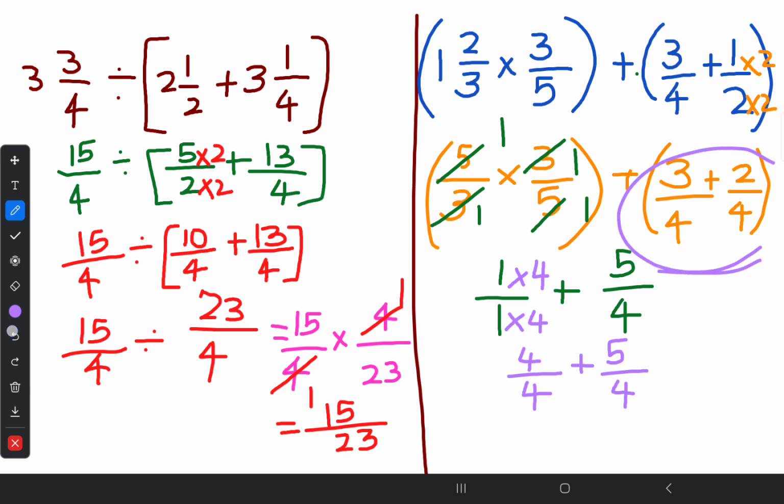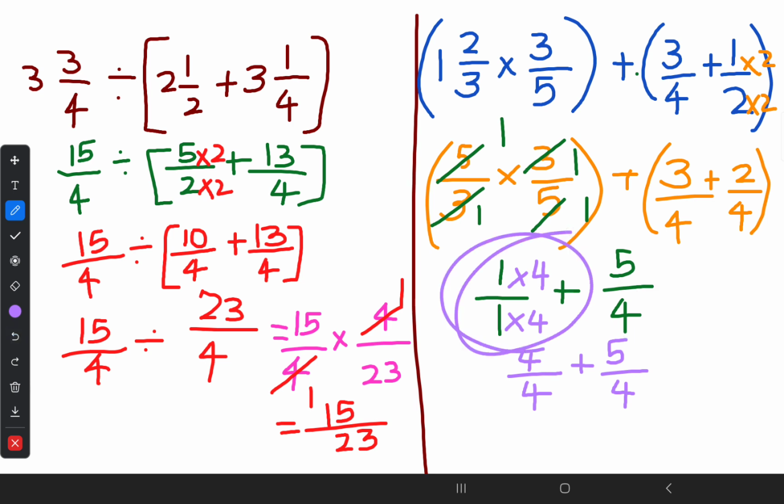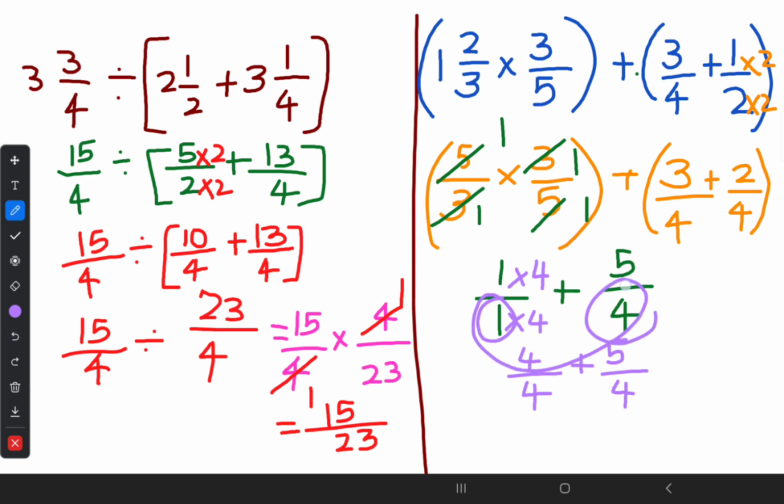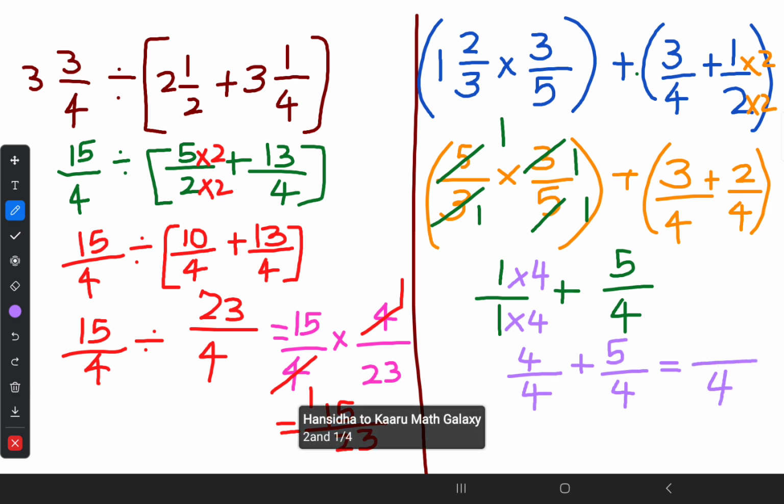Then by adding the numerators, 3 plus 2 it's 5, 4 remains as constant, common denominator. Here the denominator is 1 here and here 4. So that means we have to convert this denominator also to 4. That's why I multiplied this fraction by 4. Then after the denominators are same, we can add the numerators. It would be 4 plus 5, 9.